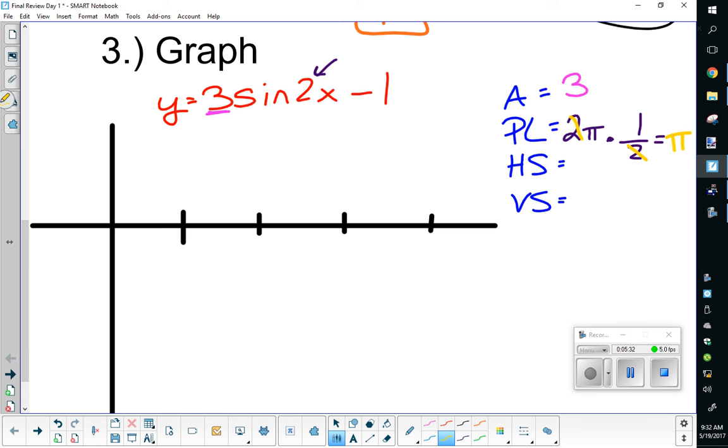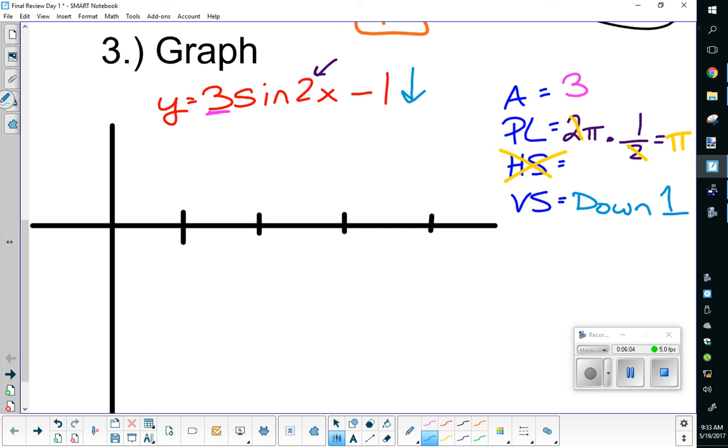Next thing is horizontal shift. To go horizontal, we're thinking left or right. Is there anything added or subtracted inside of parentheses? Do you see any parentheses? No parentheses, so no horizontal shift. Then we go to vertical shift. Vertical shift is whatever's tagged on the end, whether it says up or down, and we do what it says. So which direction did I shift? Vertical, it's either up or down. Down 1, it's minus, so we go down 1.